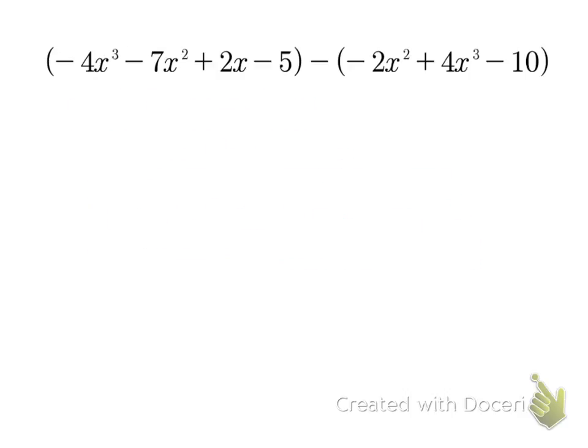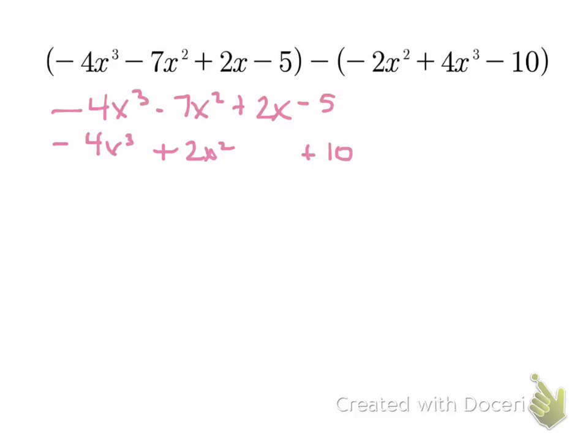Okay, and one more example. So again, this is a polynomial minus another polynomial, so that minus is going to go through all the parentheses. So I'm going to rewrite my first one. Now that's going to be a positive 2x squared, which goes with the other x squared term. That's going to be a negative 4x to the third, and that's going to be a positive 10. And now I add my like terms. That's negative 8x to the third, a negative 5x squared, still 2x, and then positive 5.